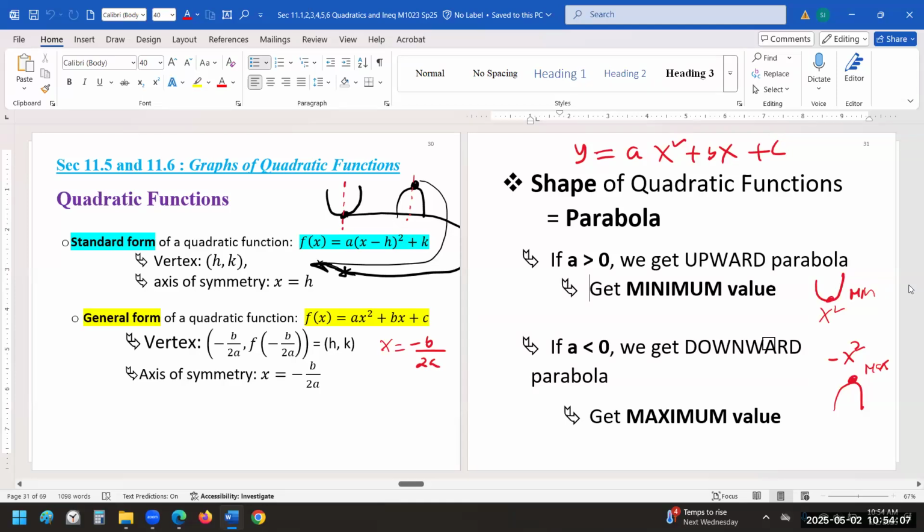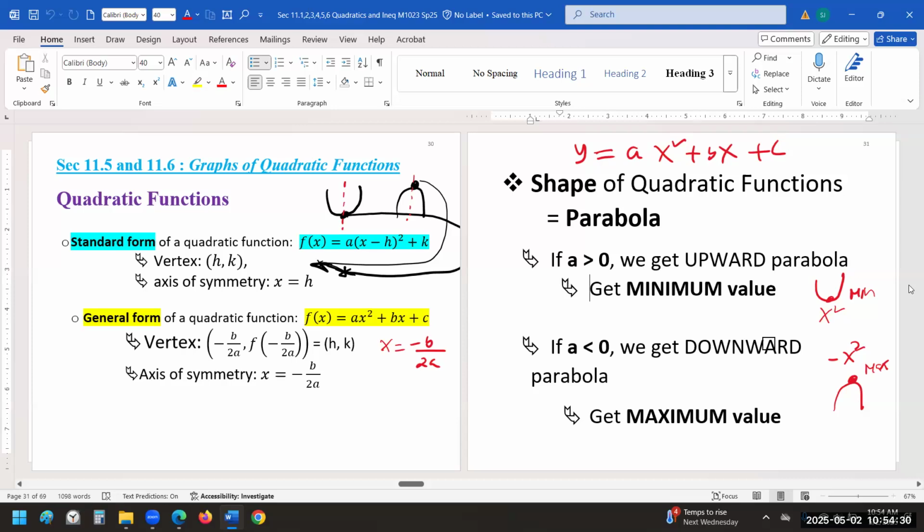And we care about maximum and minimum because we face many scenarios where maximum and minimum is the only thing we care about. For example, we want to get the maximum amount of profit when you sell something, or we want to spend the minimum amount of money when you buy something.